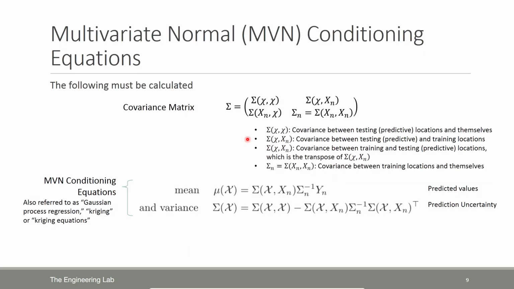Here on this slide is just some more explanation of what all of these terms mean. For example, the covariance matrix is actually composed of 4 separate covariance matrices. For example, this first covariance matrix is a covariance matrix between the prediction points and themselves. I'll go into this with an actual example in a moment.